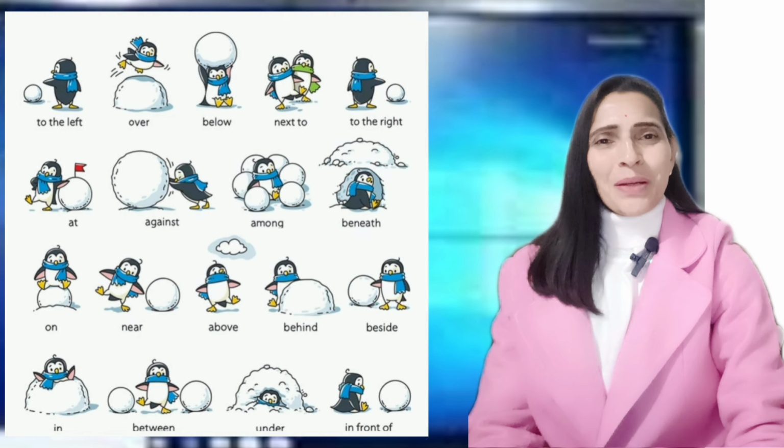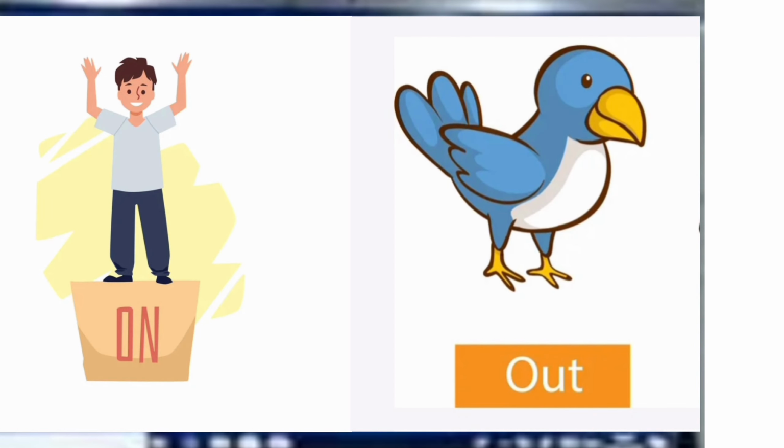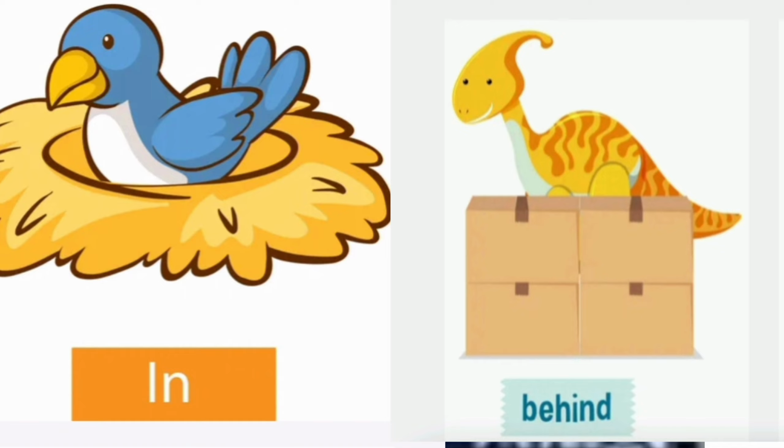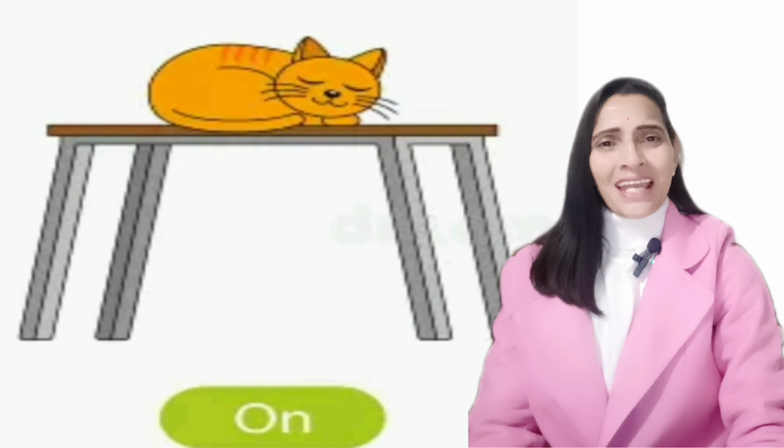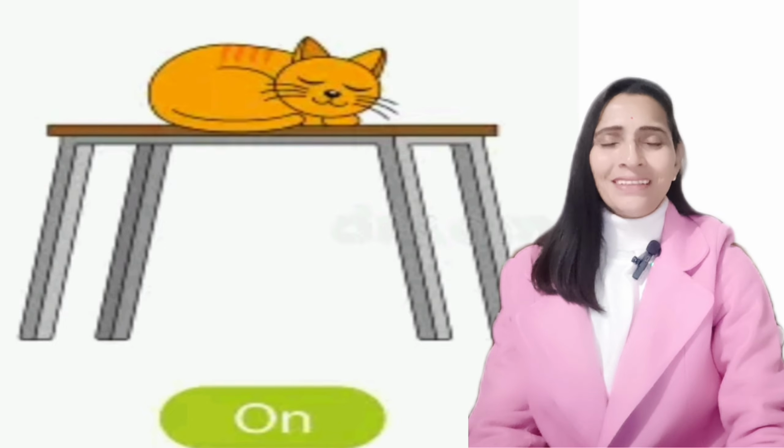Today, we will learn prepositions with the help of pictures. So let's start. On. Cat is on the table. In. In the box. Boy is in the box.